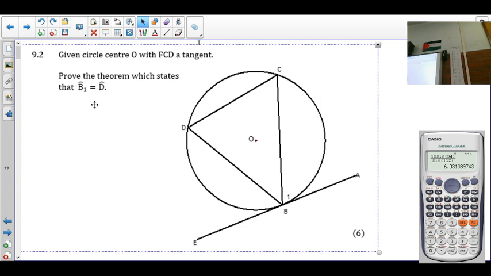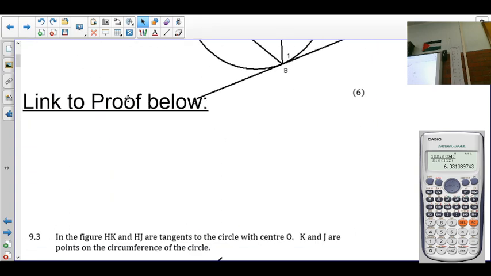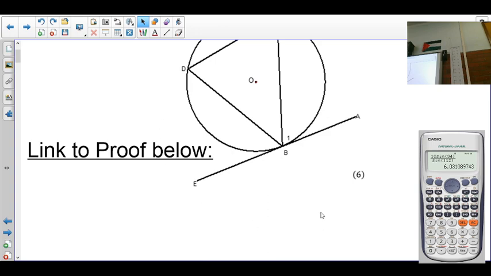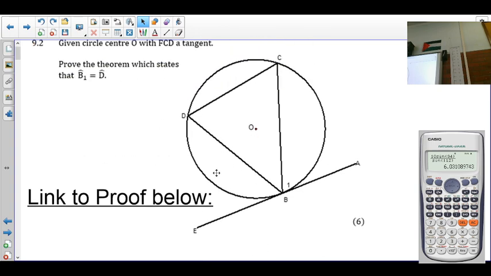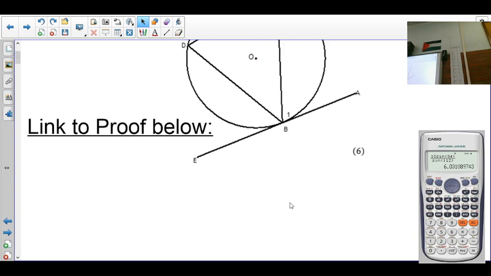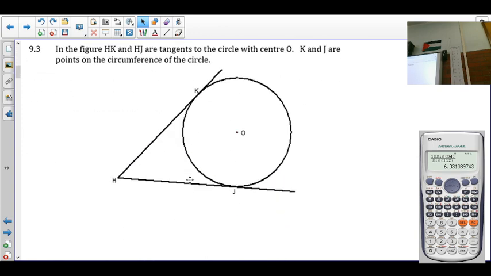It says prove the theorem which states B1 is equal to angle D. Which theorem is being proved here? The tan chord theorem. Okay. The link to the theorem can be found in the description box below. This is theorem 7, I think it is. No? One of the last theorems that was needed to be proven from the grade 11 syllabus. You can get this question worth 6 or 7 marks in your exam. Please know it thoroughly.